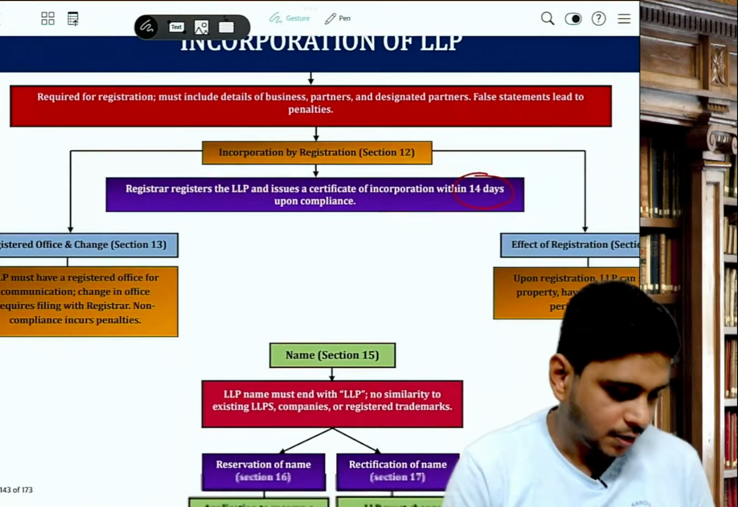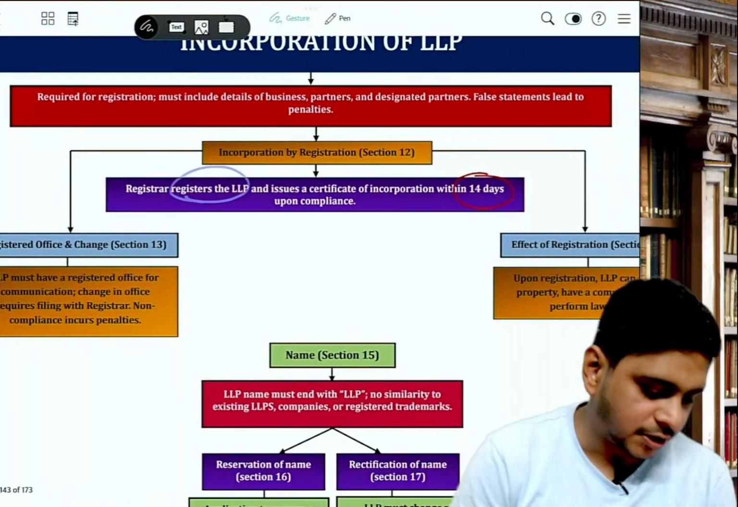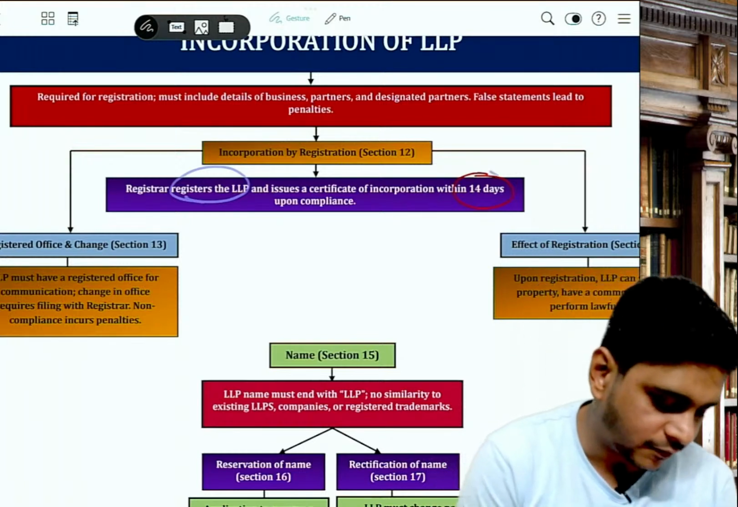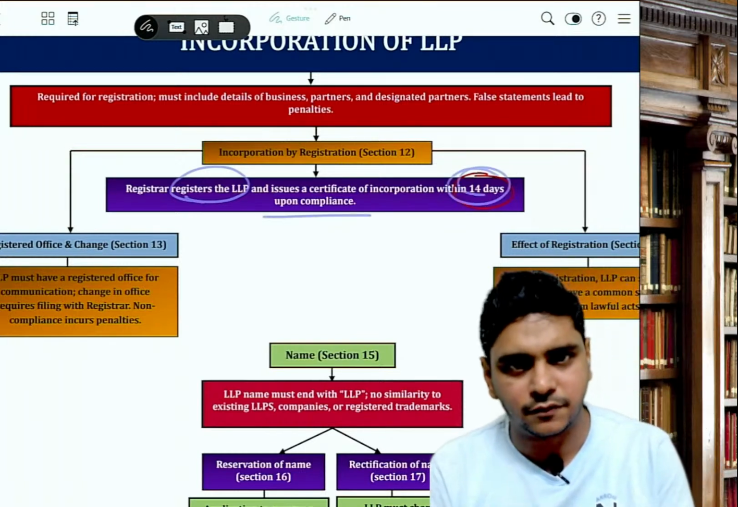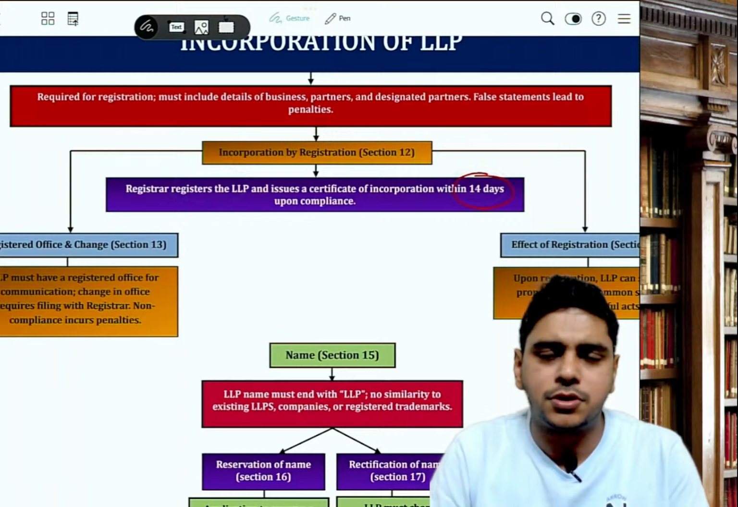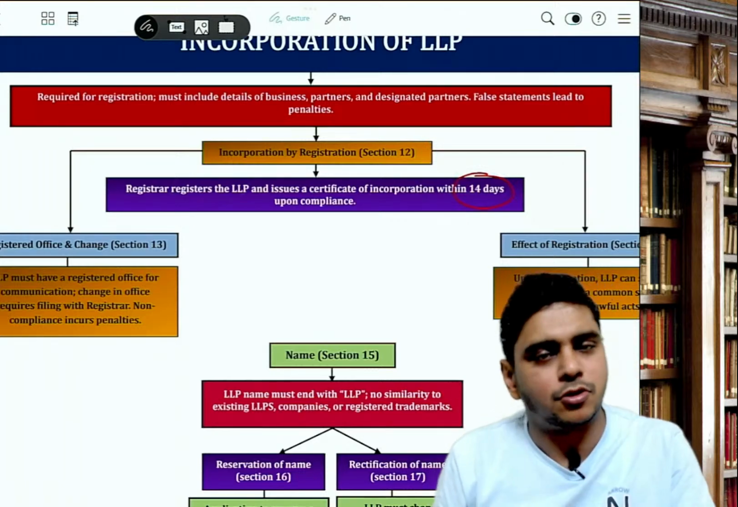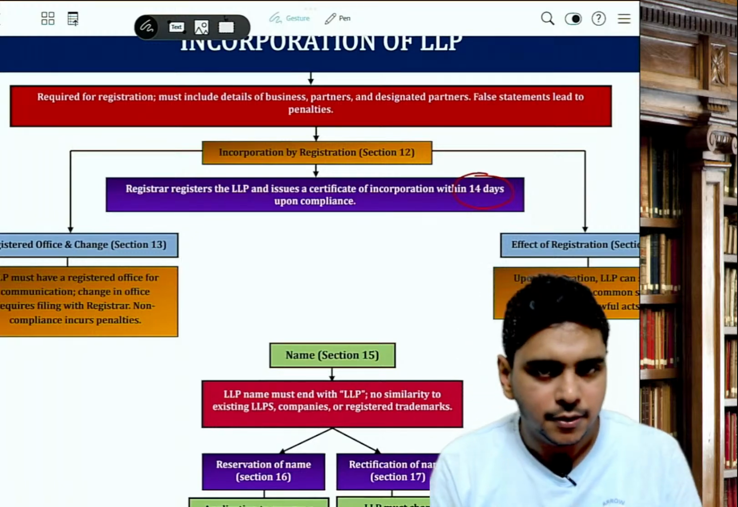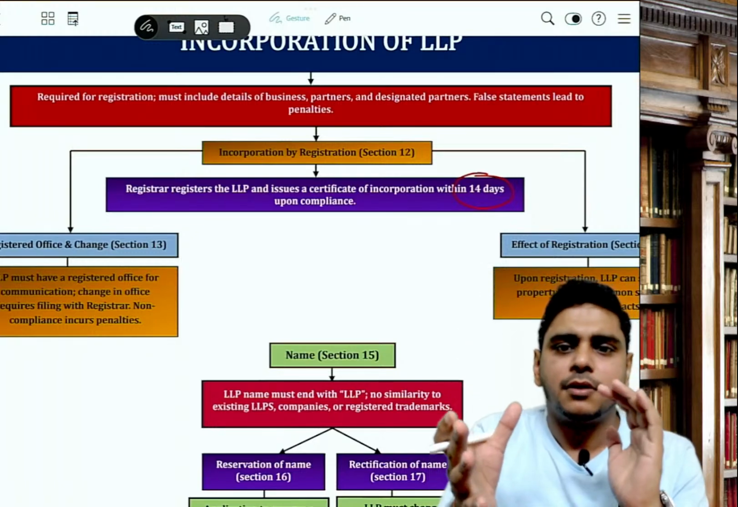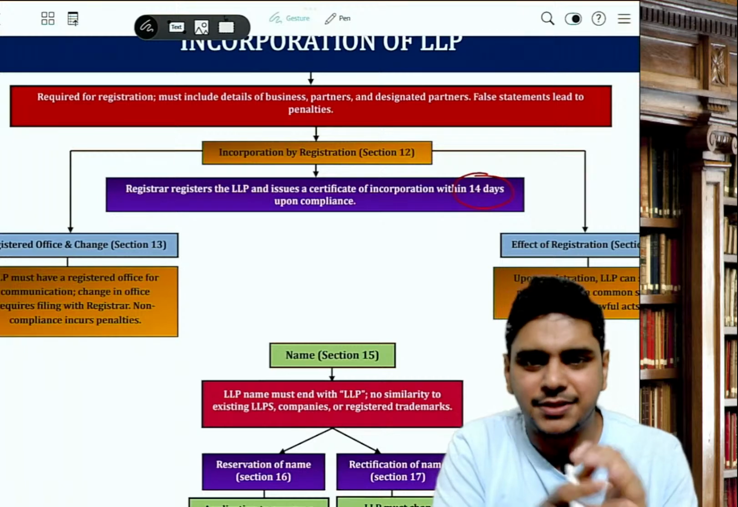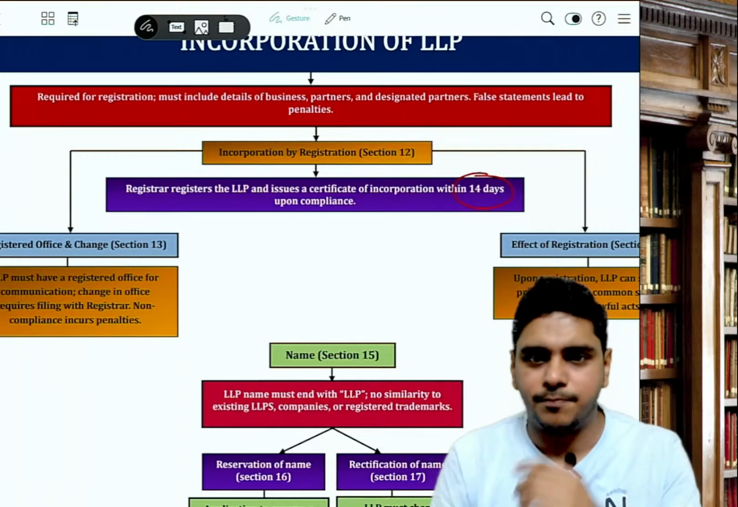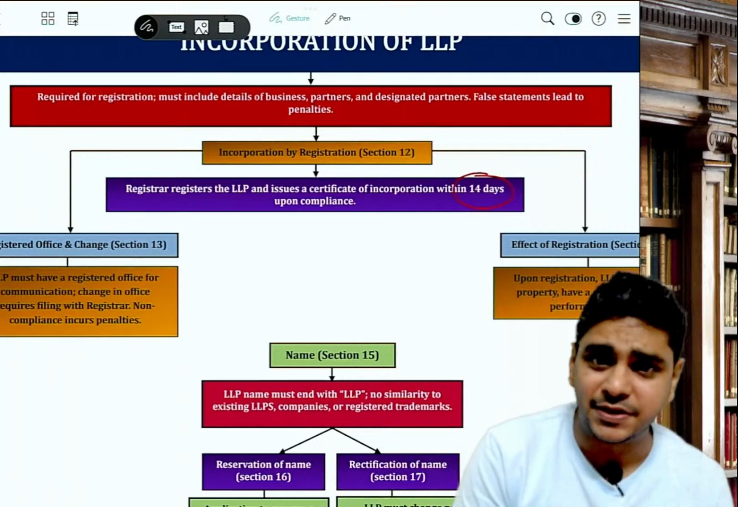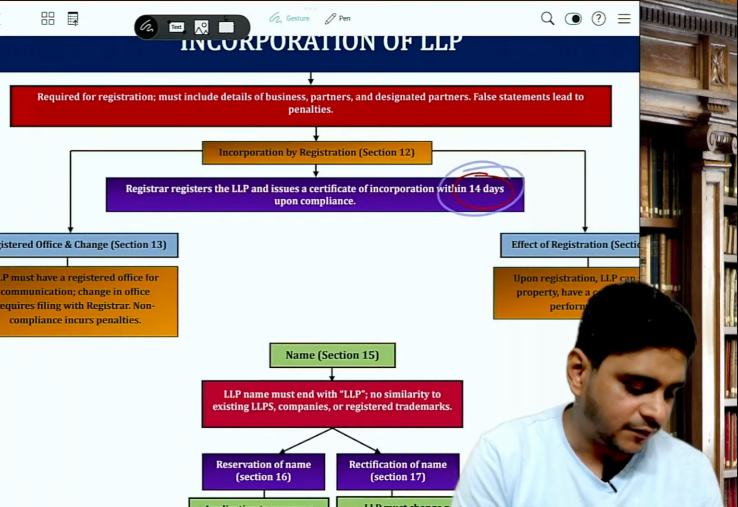Then, sir, the registrar must register the LLP and will issue a certificate of incorporation within 14 days upon the complaint. So ROC, sir, why ROC? Because the governing body for LLP is also MCA, right? The CG and MCA and the ROC, like in the Companies Act, because it's a mixed form of company and partnership form. Hybrid we say. So ROC will give a certificate within 14 days.